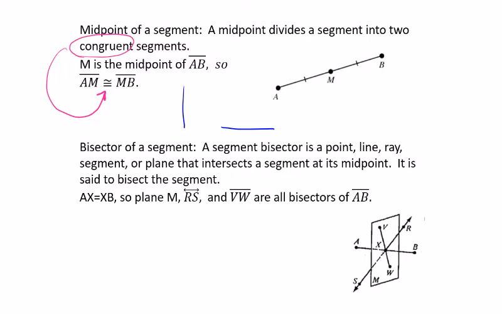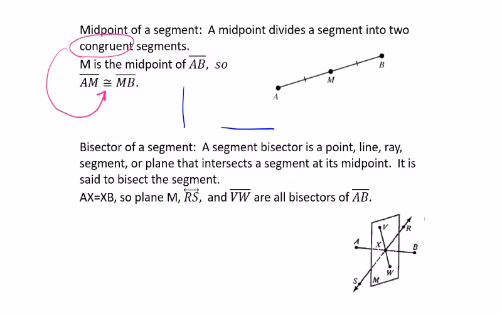All right. So in this case, M is the midpoint of AB. So M is the midpoint of AB, right? It means that not only is it somewhere between A and B, but it actually cuts the segment AB in half, or it divides it into two congruent segments.